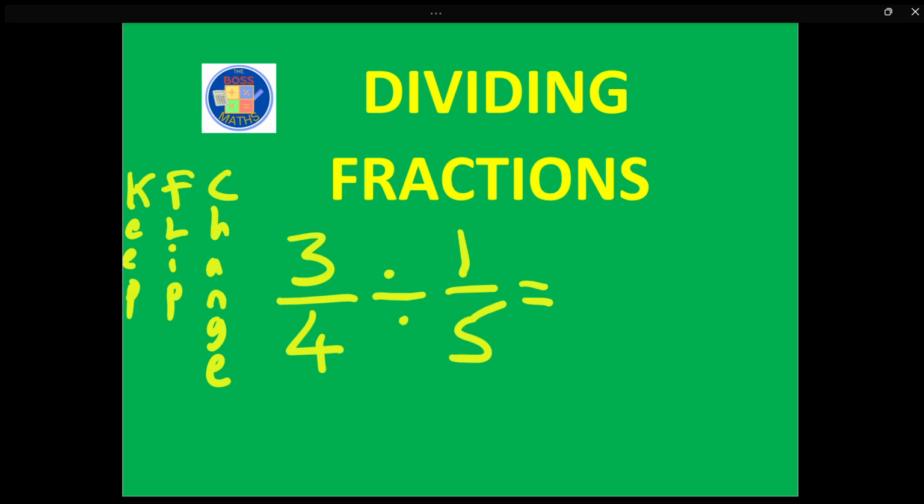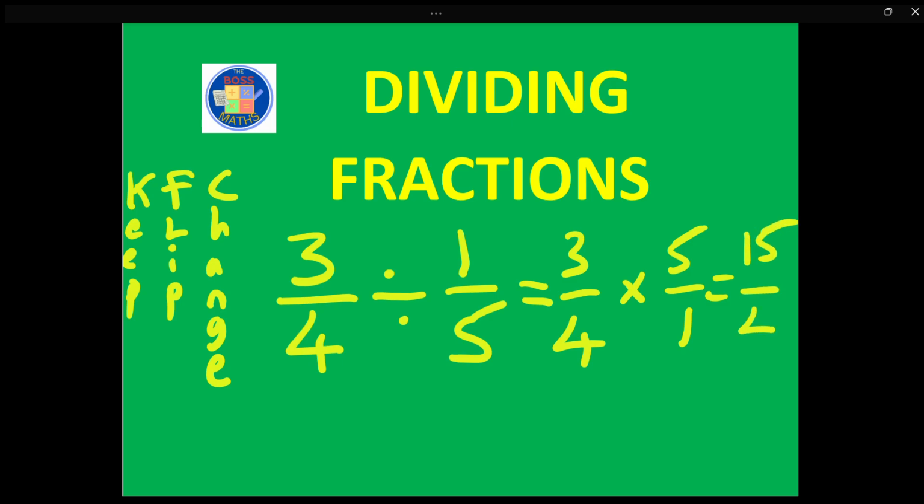Keep means keep the first one the same, so it stays as 3/4. Flip means the second fraction, you just flip it over, so it becomes 5/1. Change means you change the divide into times. And now we have a simple multiplying two fractions question. Numerator times numerator, 3 times 5 is 15. Denominator times denominator, 4 times 1 is 4.